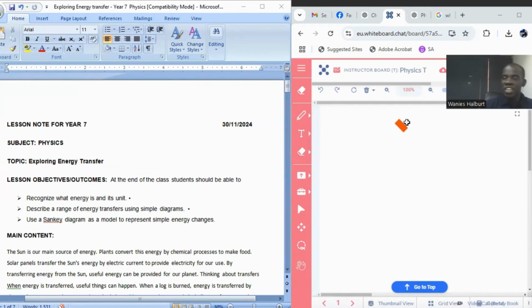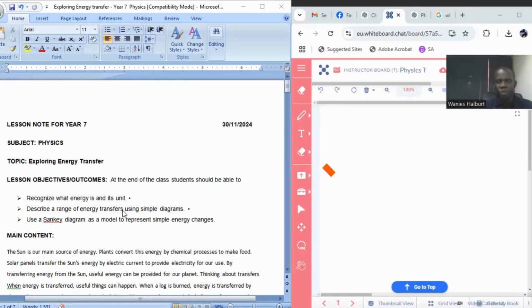As a new student at the Year 7 level, I believe that when we talk about energy, you must have heard the word energy before. In fact, in our day-to-day interaction with our parents and people around us, we have made mention of energy. And so I'll be taking you through this topic today: exploring energy.